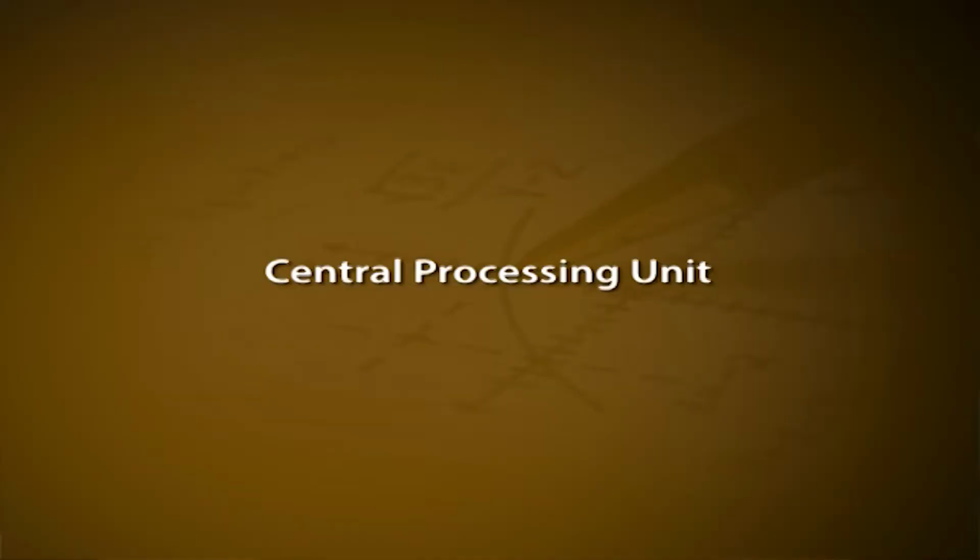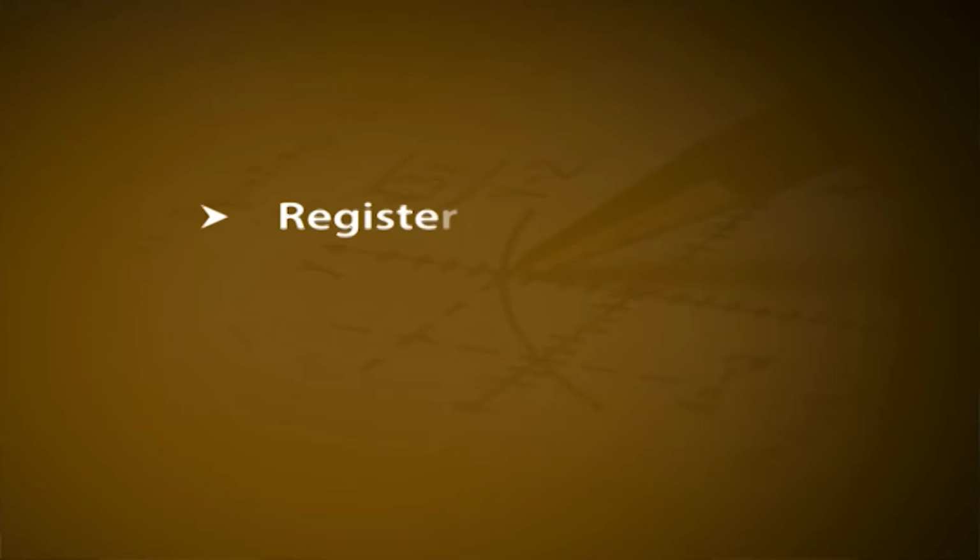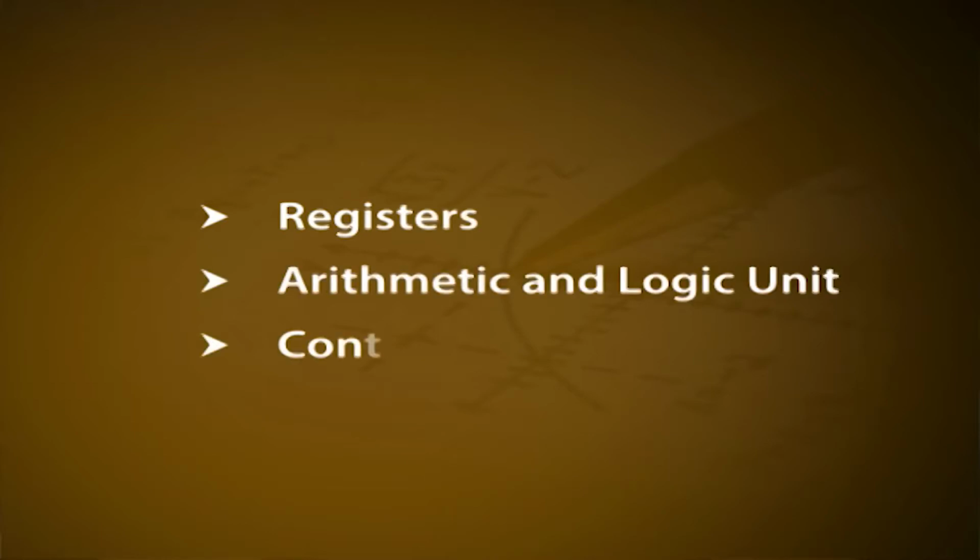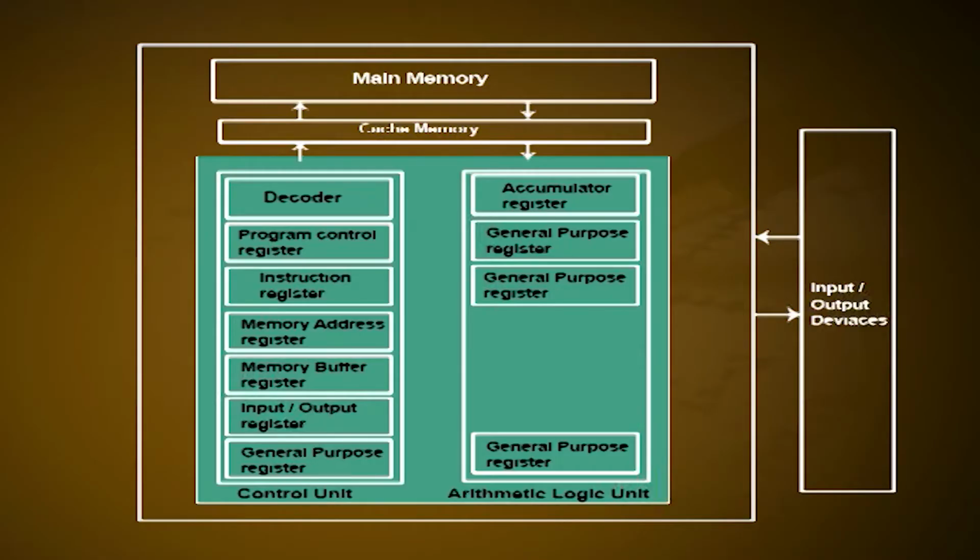Central processing unit. The central processing unit or the CPU is called the brain of any computer system. All major calculations and comparisons in a computer are made inside the CPU. The CPU activates and controls the operations of other units of a computer system. The major structural components of the CPU are registers, arithmetic and logic unit and control unit. The central processing unit and the memory architecture is given in the following figure.